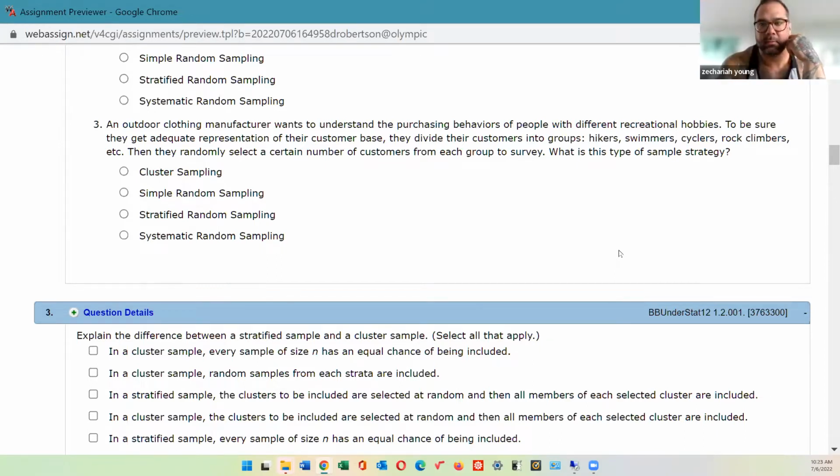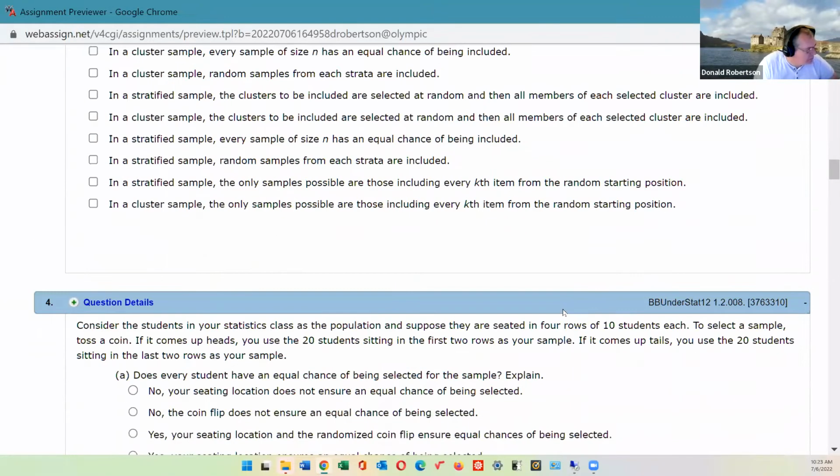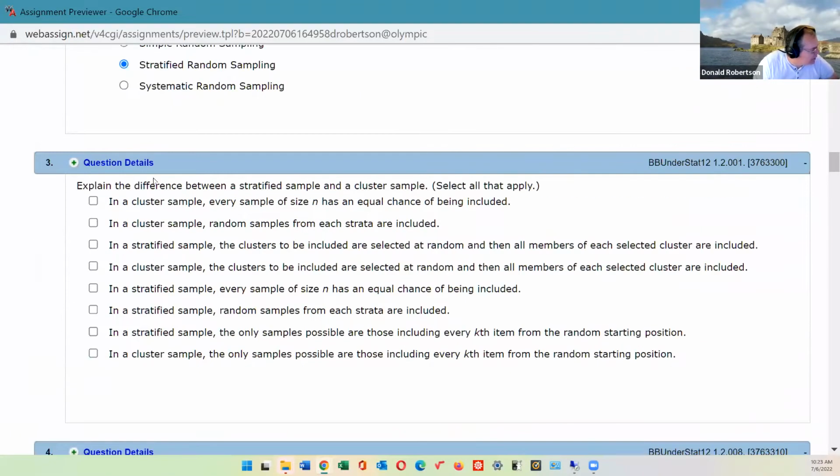Systematic. Well, it would be systematic if it was number 5, number 10, and number 15, but he's not doing that. Stratified random. Yes, I would go with that one. And off we go. Right, now, there are lots of questions like that.